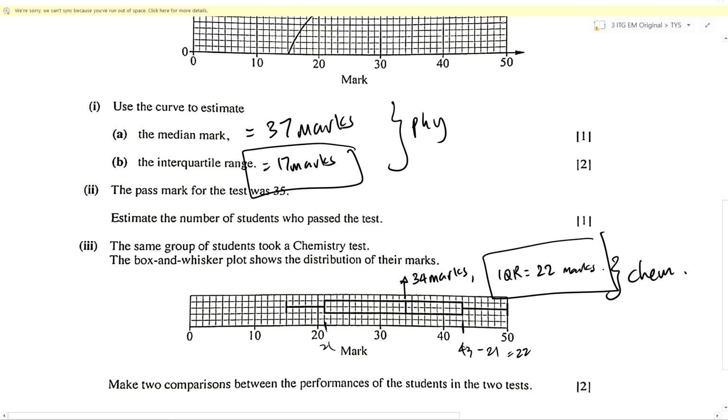Putting all of that together, I can go on to further say that they're consistently doing better in physics than in chemistry. Okay? Or you can leave them as separate. First, median, they are doing better in physics than chemistry. Secondly, consistency. They are more consistent in their physics than in their chemistry. So these are the 2 comparisons.